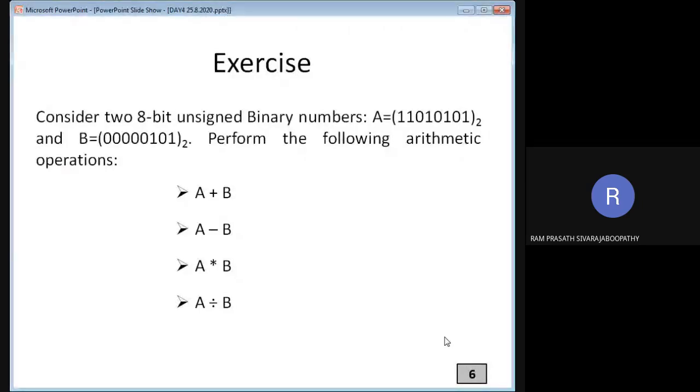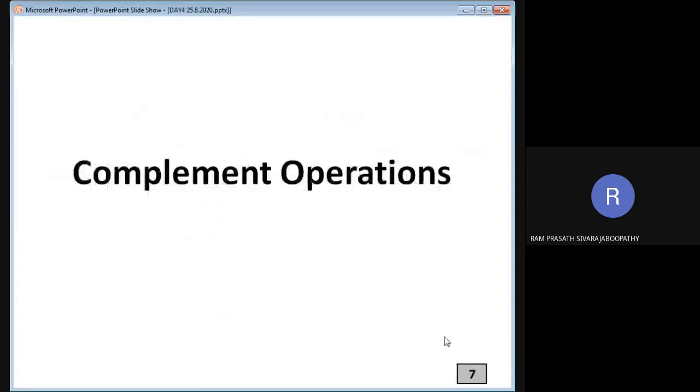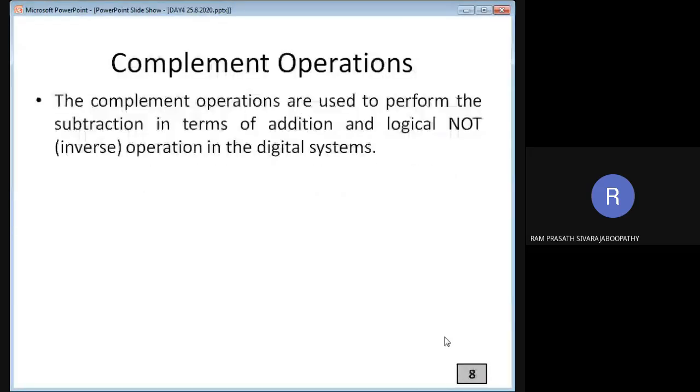Fine. Now we are going to discuss complement operation. Okay, so complement operation means what, that we will discuss. Complement operations are generally used to perform subtraction in terms of addition and logical not operation in digital systems. Complement means the negative part of the number; to represent the negative numbers, we are going to use this particular operation.